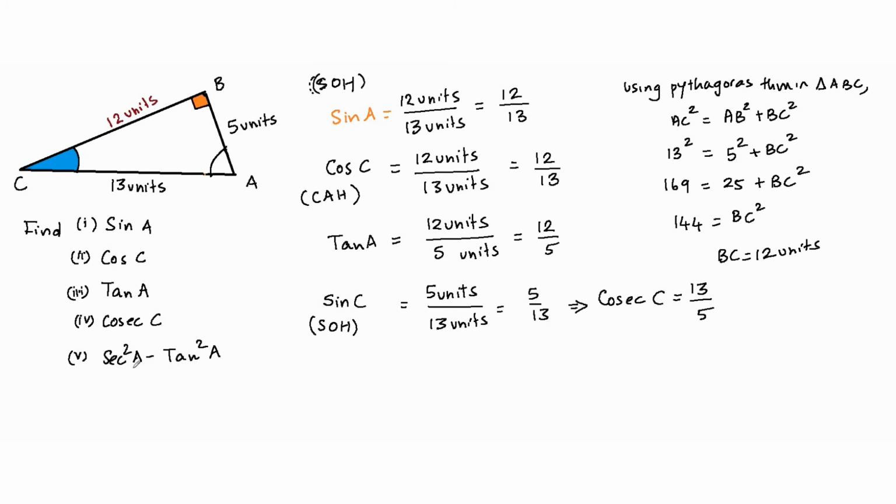Now I need to find sec square A minus tan square A. So we need to find sec A and tan A first. Okay, let me pause for a minute, take a look at what all was done, and then we will solve the fifth subpart.